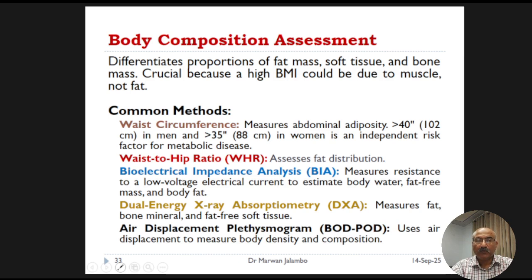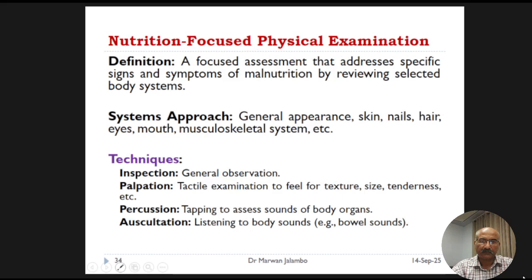The BOD POD uses air displacement to measure body density, from which body composition can be calculated. In addition to these measurements, the hands-on physical exam is a critical skill for every dietitian.